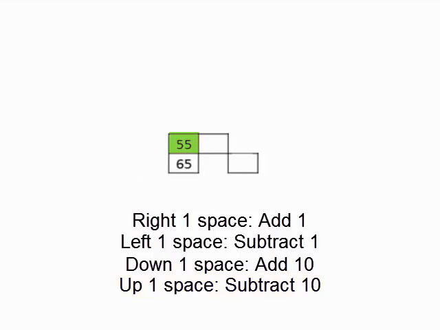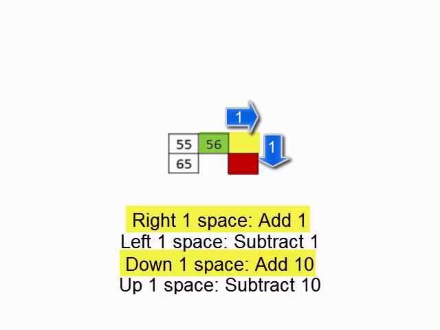Then we move 1 space to the right. This means we need to add 1. This takes us from 55 to 56. For the next step, we need to move right 1 and down 1, or down 1 and right 1. It doesn't really matter. So starting from 56, if we move to the right 1, we get to 57. And then if we move down 1, we get to 67.